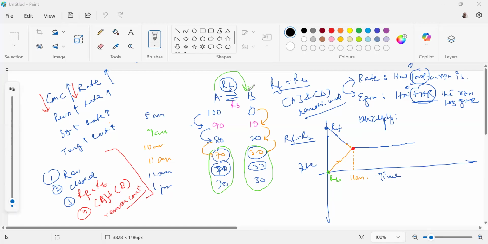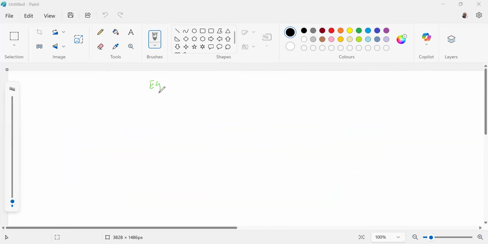Since the rate of the forward reaction is equal to the rate of the backward reaction, the rate at which A is getting disintegrated to form B, at the same rate B is getting disintegrated to form A, right? So the same amount of reactant and product concentration will be observed, right? Fine. Now we have to know a definition called equilibrium position, right?